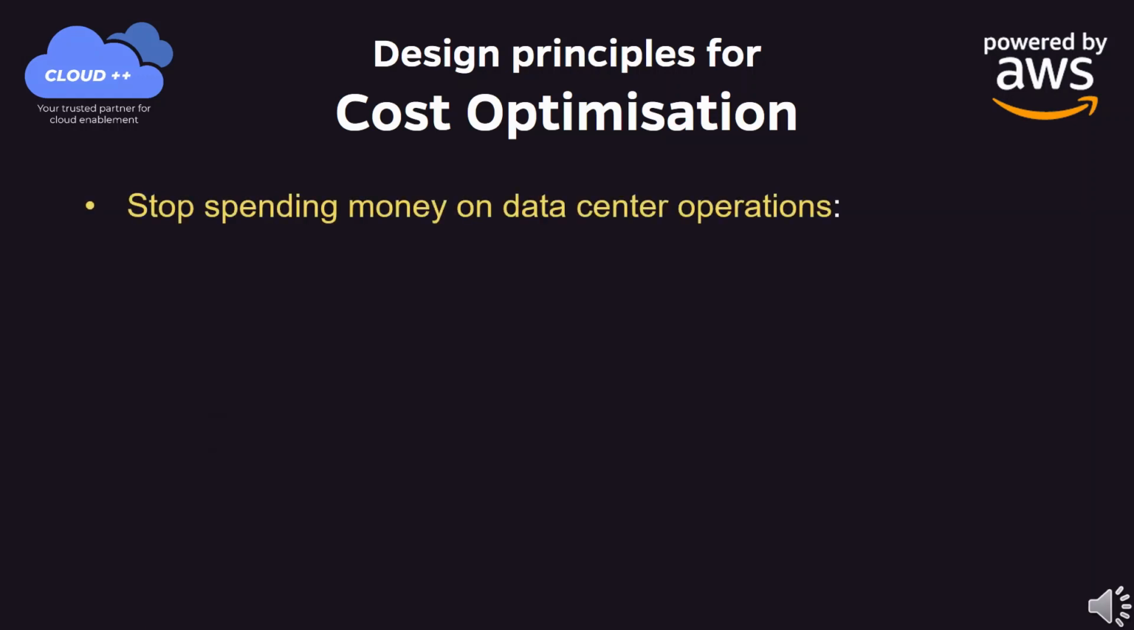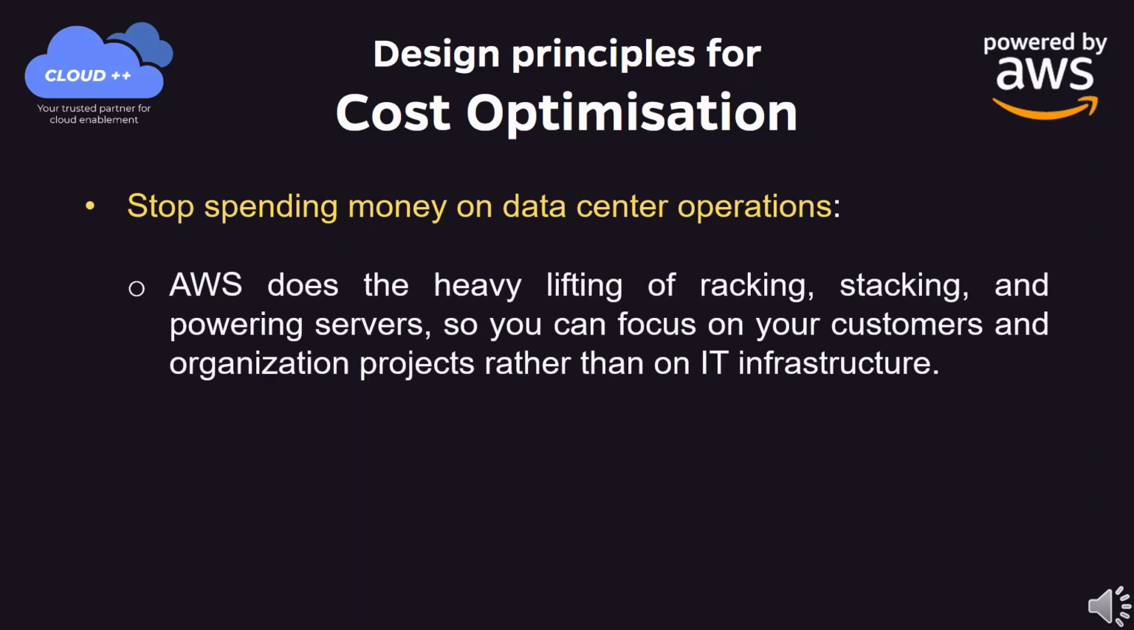Stop spending money on data center operations. AWS does the heavy lifting of racking, stacking, and powering servers, so you can focus on your customers and organization projects, rather than on IT infrastructure.